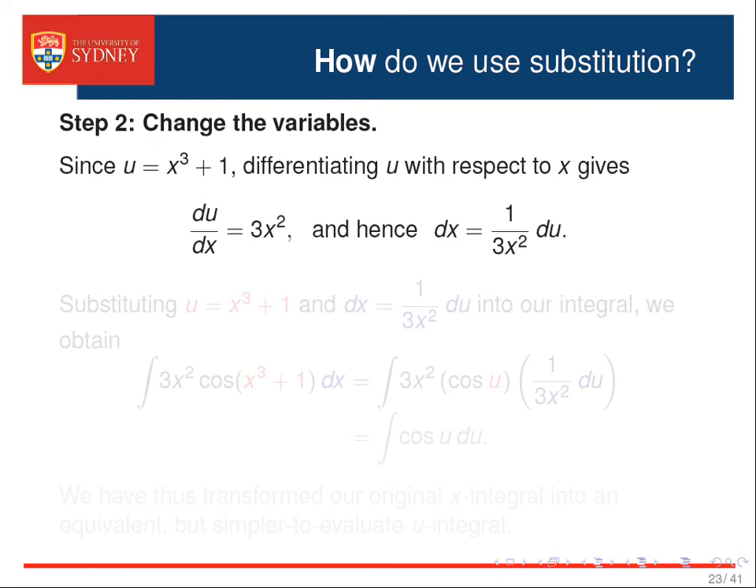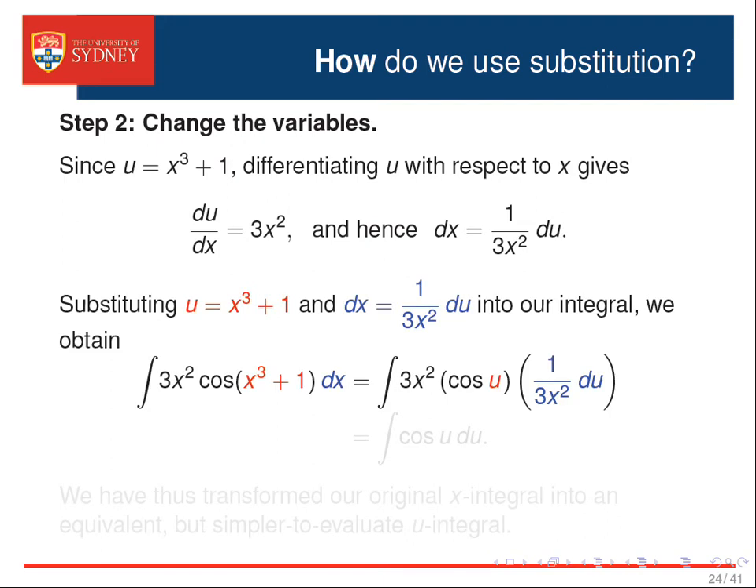The second step is to change the variables. Since u is equal to x cubed plus 1, we then differentiate u with respect to x, giving 3x squared. We then treat du/dx equals 3x squared as an equation and make dx the subject. Substituting our expressions for u and dx into our original integral, we obtain the following. Which then simplifies to the simple integral of cosine u.